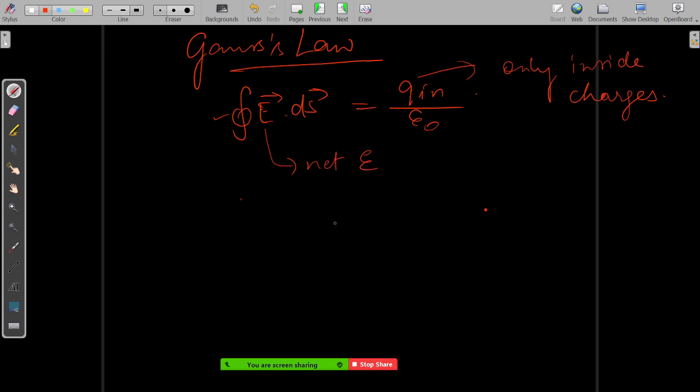So that you have to remember. This electric field is due to all charges, and Q is the algebraic sum of all the enclosed charges. Q is a scalar quantity, so it is an algebraic sum. Now we'll see what.